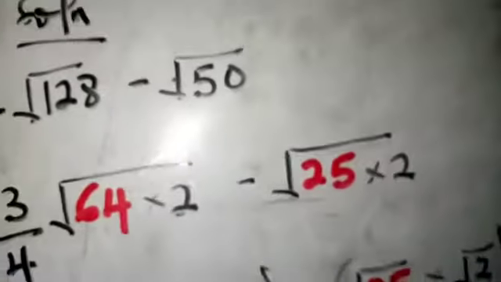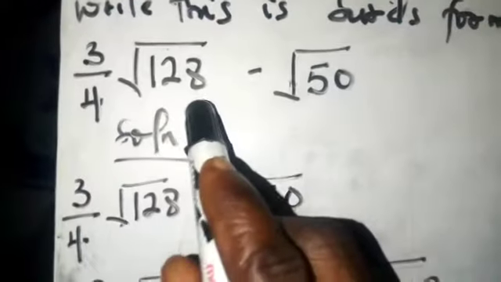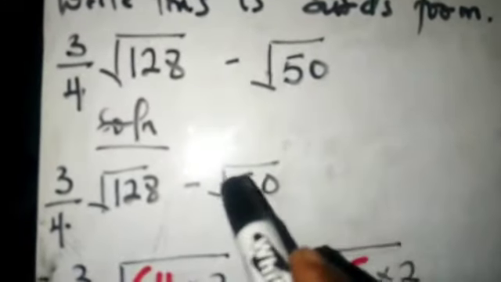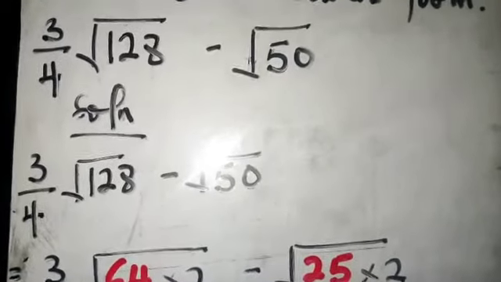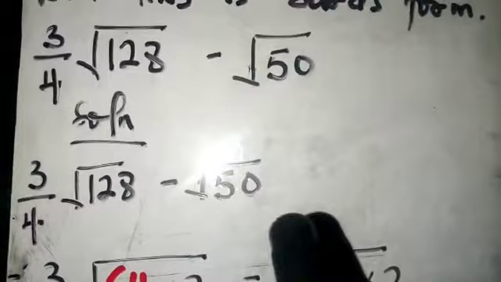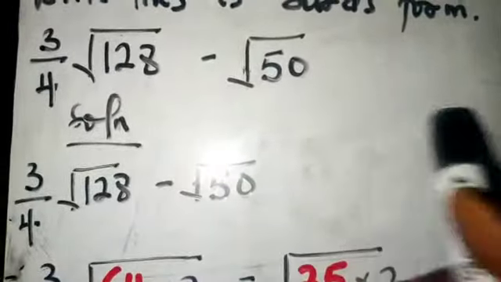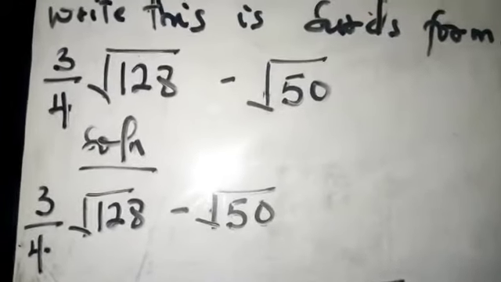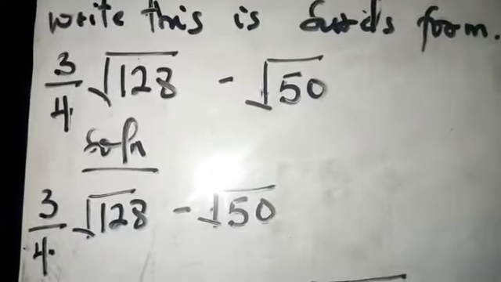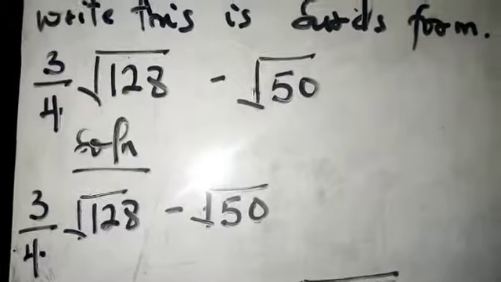Alright, so now let's check the solution. Now you are given 3 over 4 root of 128 minus root of 50, and then they say you should simplify this and leave your answer in surd form. One thing you have to know is which tools will be at your disposal to solve this type of problem. Maybe I call them ingredients in a preparation. You have the ingredients at your disposal, and then you must know how to use them. That is why we are here to help you, so you understand what to use at the right time and how to use it.